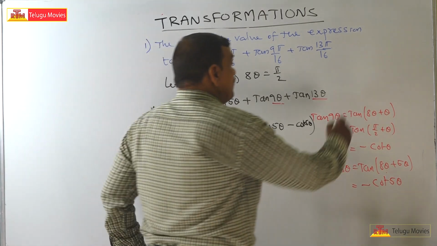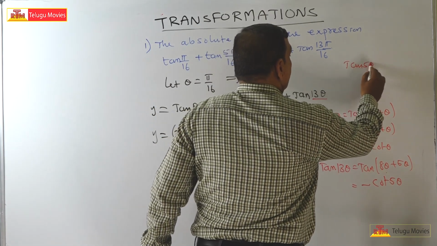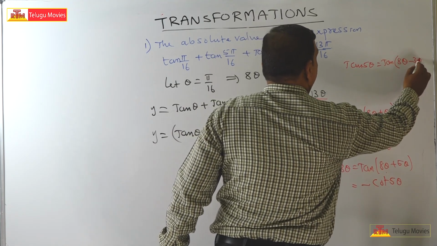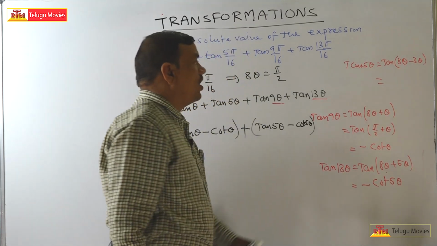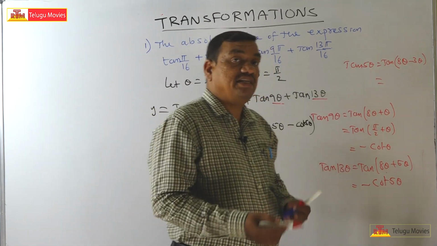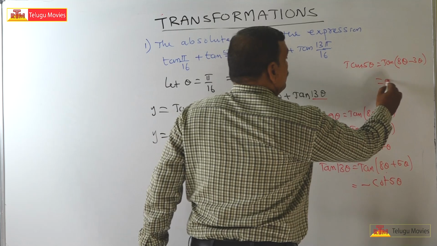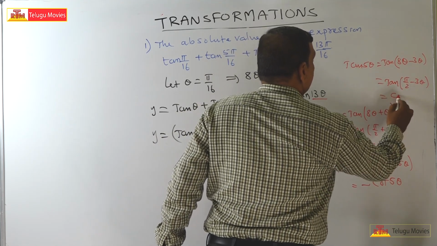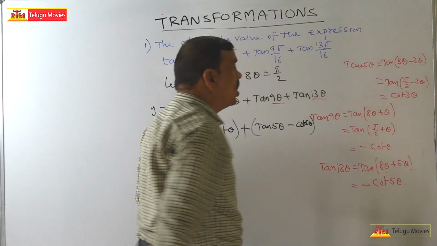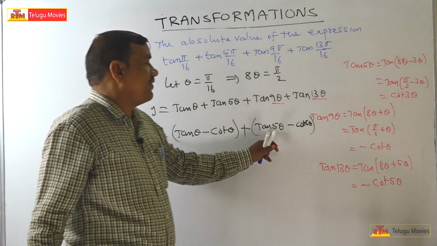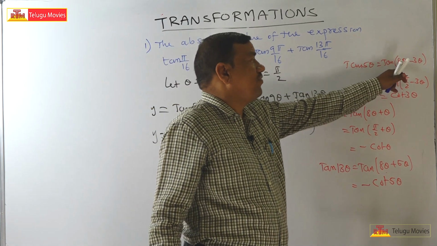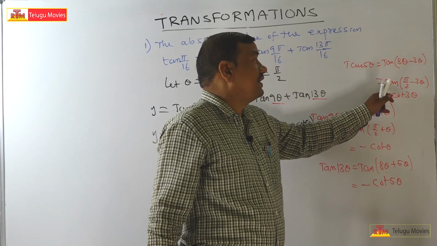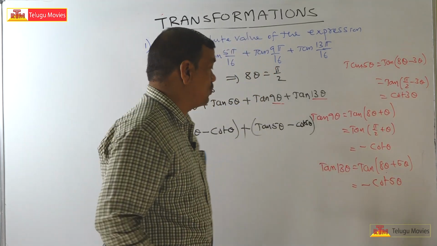How? Tan 5 theta is equal to tan of 8 theta minus 3 theta, that is equal to tan of pi by 2 minus 3 theta. This is nothing but cot 3 theta. See here, for 5 theta I wrote tan of 8 theta minus 3 theta. 8 theta means pi by 2. Tan of 90 minus theta means cot theta, in the first quadrant.